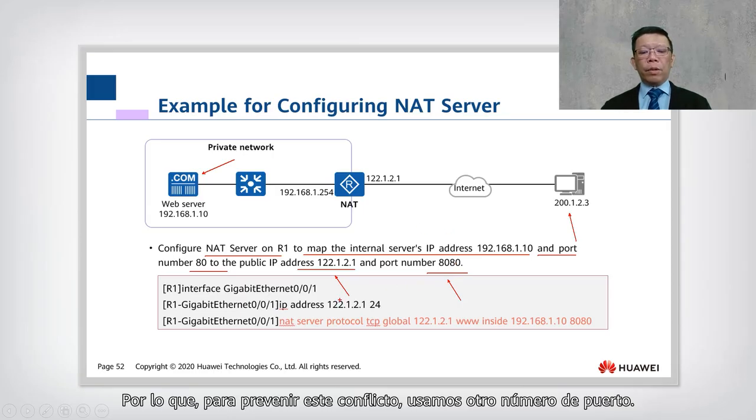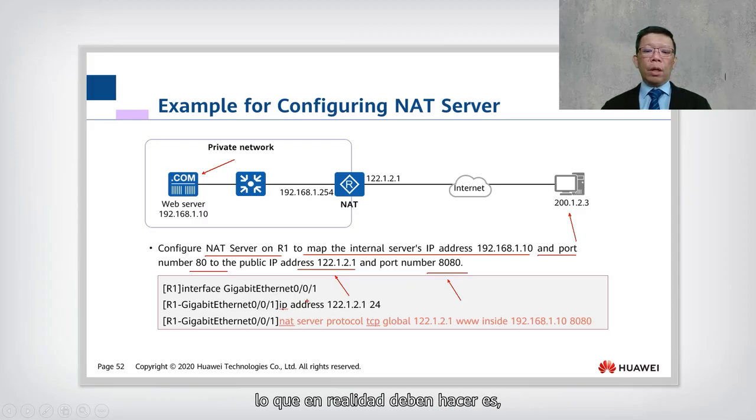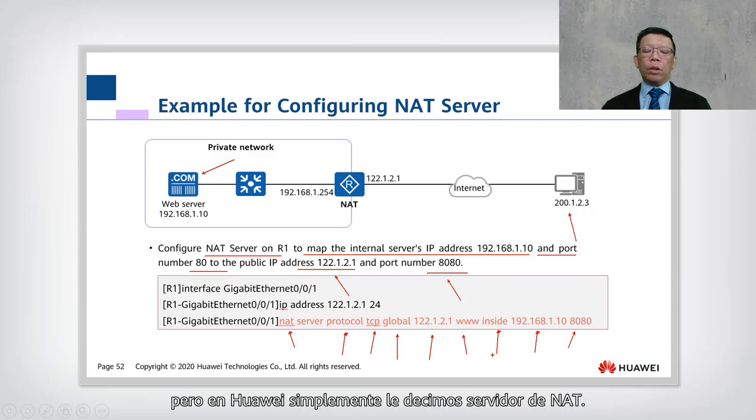As you can see from this configuration, on the external interface you just have to specify this command: nat server protocol tcp global 122.1.2.1 www, which is port number 80, inside 192.168.1.10, external 8080. Try this out. Some other vendors call it port forwarding, but on Huawei we just call it NAT server. The concept is the same.